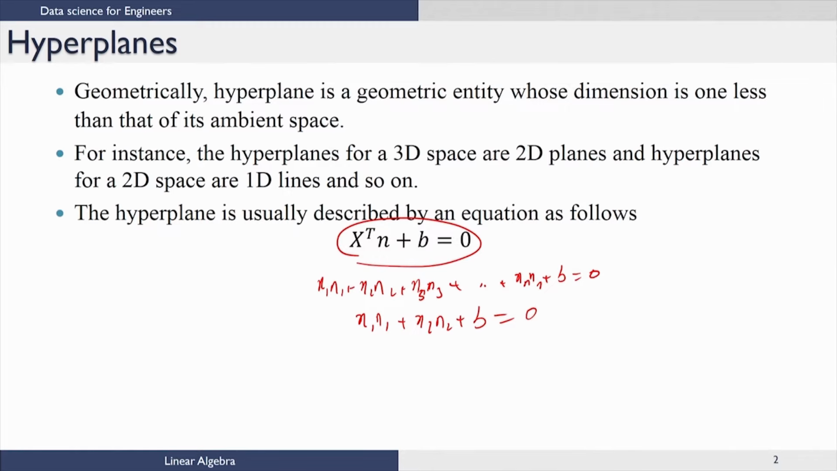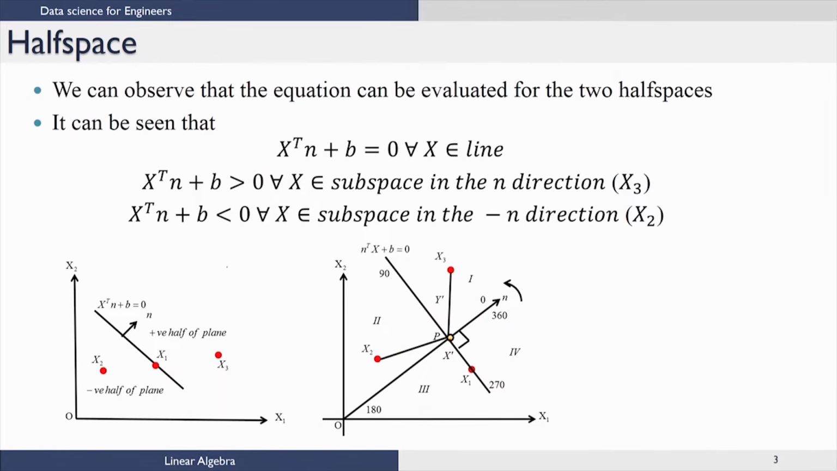We have seen before the idea of subspaces. Hyperplanes in general are not subspaces. However, if we have hyperplanes of the form x transpose n equal to 0, that is, if the plane goes through the origin, then a hyperplane also becomes a subspace. Now that we have described what a hyperplane is, let me move on to the concept of half space.